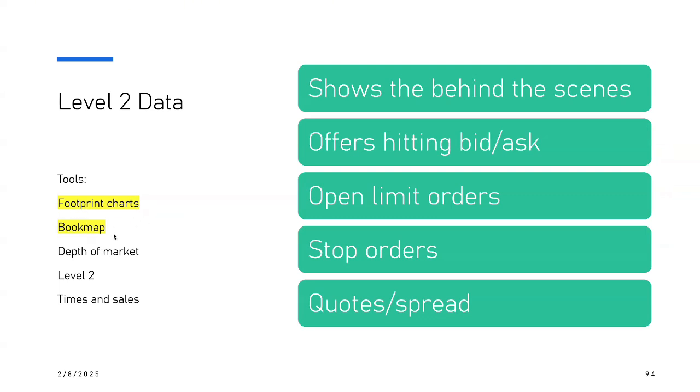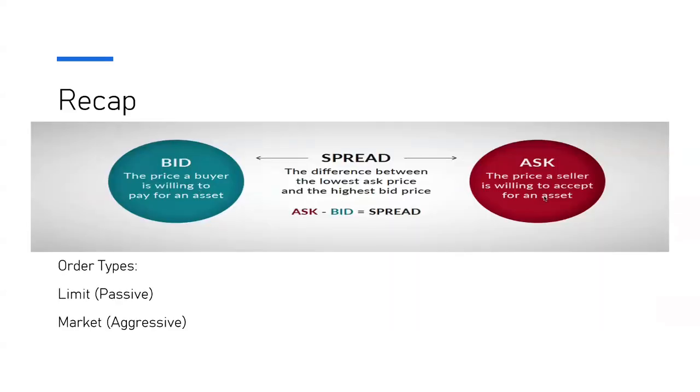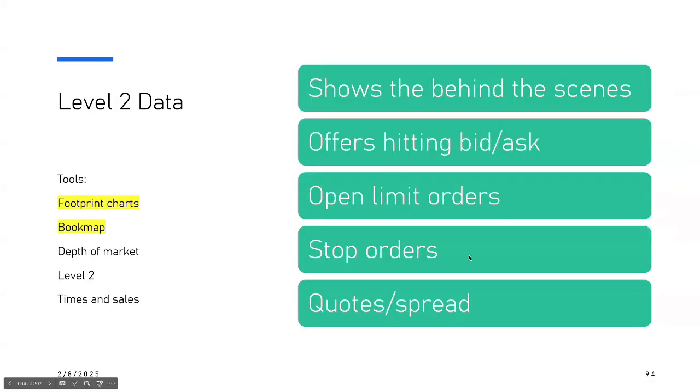Footprint charts and Bookmap are what I use. But we'll talk about depth of market, level two, times and sales, all this stuff. It shows the behind the scenes. It shows the actual auction, the orders hitting the bid and ask. So it shows you who's buying aggressively, who's selling aggressively. It shows you the open limit orders.